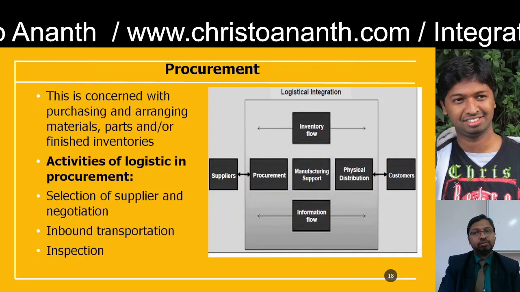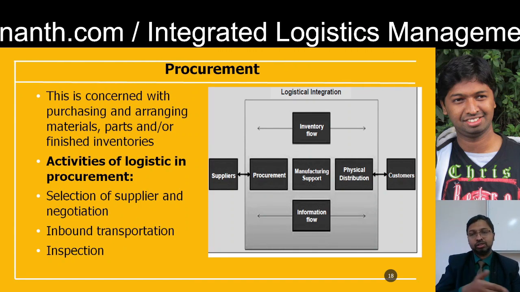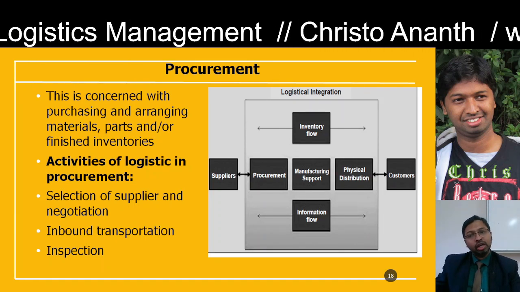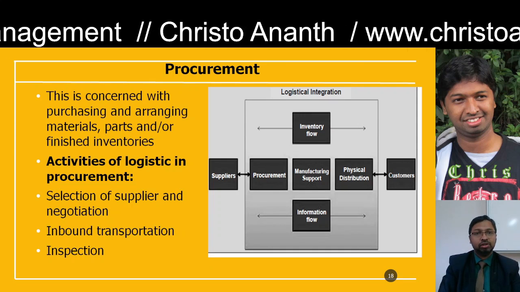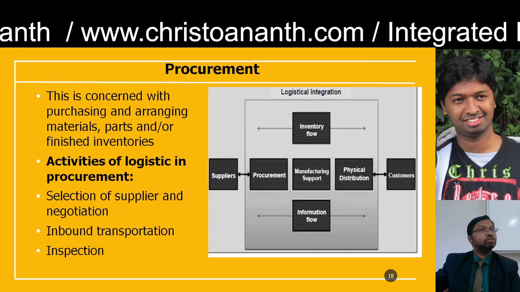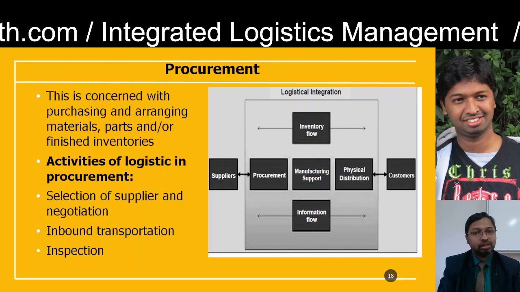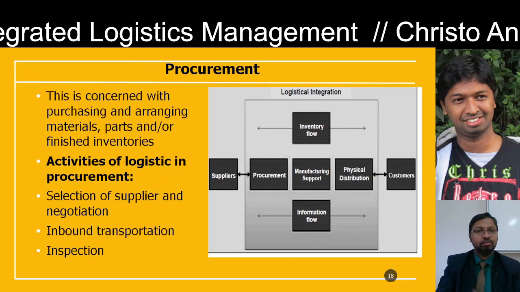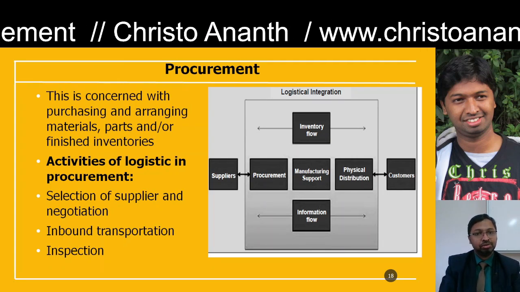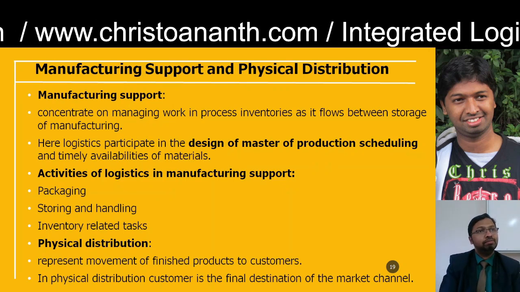In the case of logistics integration, we go with suppliers, procurement, manufacturing support, as I told you, and physical distribution to the end customers. The inventory flow will go forward and the information flow will carry over. We go for purchasing and arranging materials, parts, and finished inventories for the end customers. These are the activities of logistics in procurement. Here in procurement, we select the supplier, negotiate the contract, arrange inbound transportation and inspection, and then we go for manufacturing support.